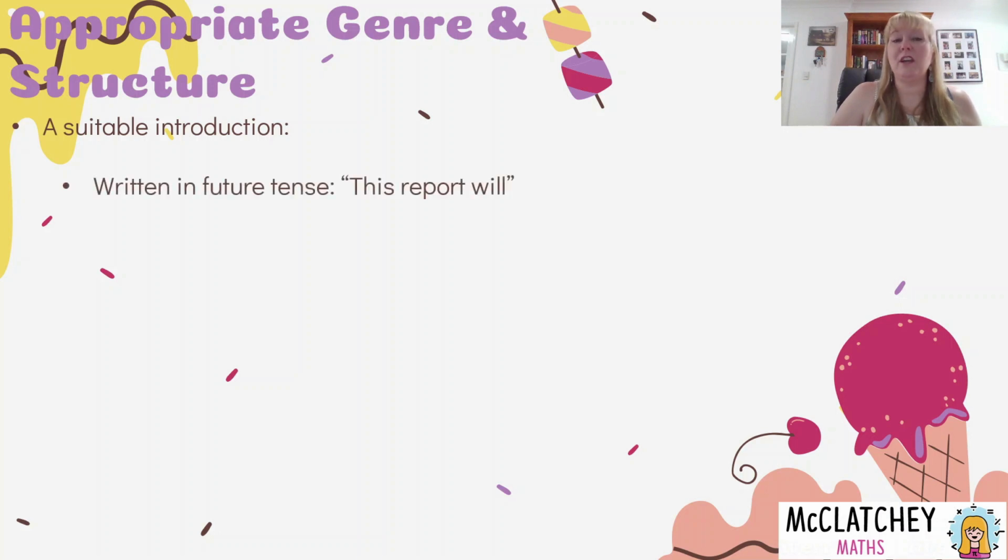A suitable introduction is usually written in the future tense, which means it says what the report is going to say. This report will. So we're talking about what we're going to do in the future with this report, because we haven't done the report yet. It should only be about a paragraph long. It doesn't go for very long at all, so keep it simple.